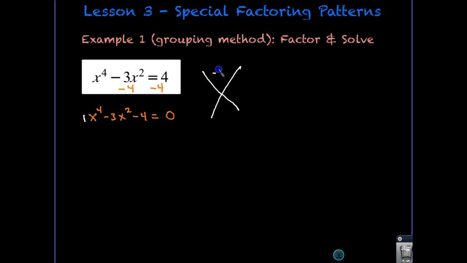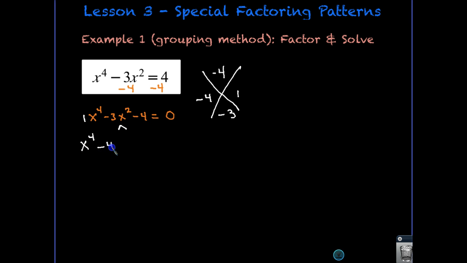So we have negative 4 in the top, and in the bottom we would have negative 3. So what times what is negative 4 that adds to be negative 3? How about negative 4 and 1? So that works. Now we're just going to go ahead and split this middle term, and we're going to factor by grouping just like we normally would.